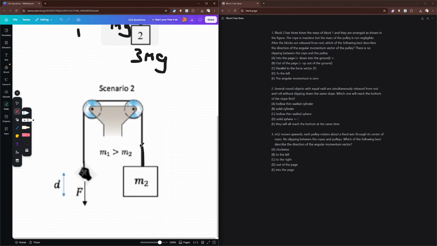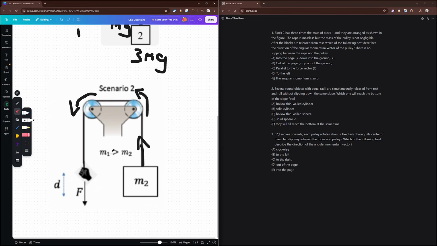M2 moves upwards, right? Each pulley rotates about a fixed axis through its center of mass. No slipping between the ropes and pulleys. Which of the following best describes the direction of the angular momentum vector? So if we look at this, this is going this way, and this one rotates this way. They both rotate counterclockwise, right?